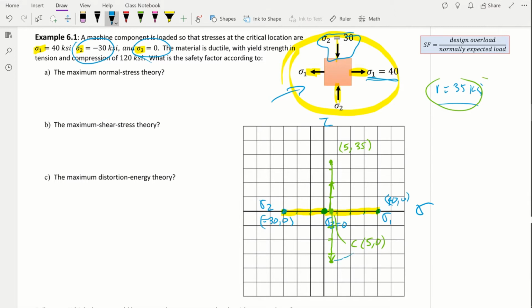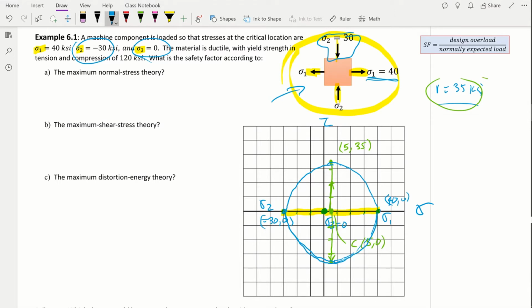Here we go. So from sigma 1, now I'm going to the positive tau, more or less something like this. Now curving down to sigma 2, and then from sigma 2 to the bottom point. There we go. So that's the Mohr circle.